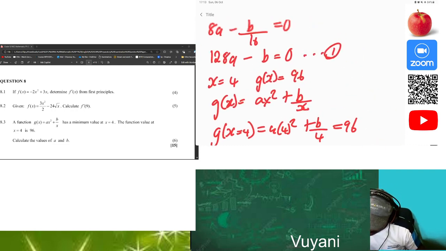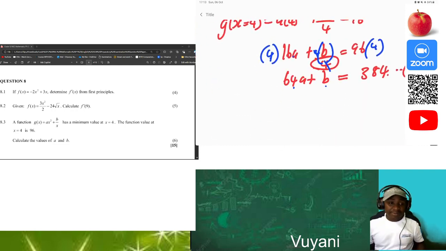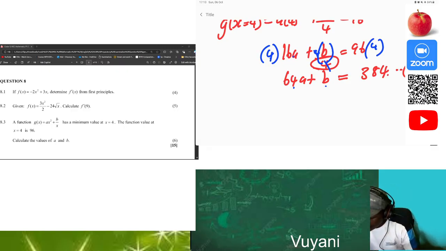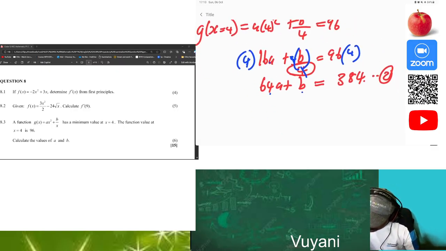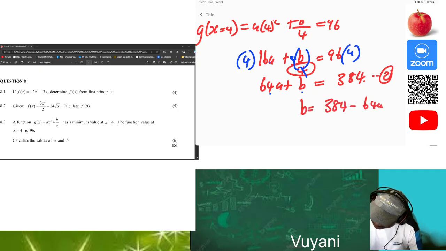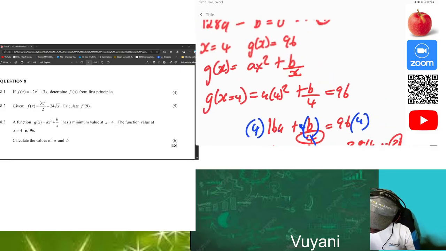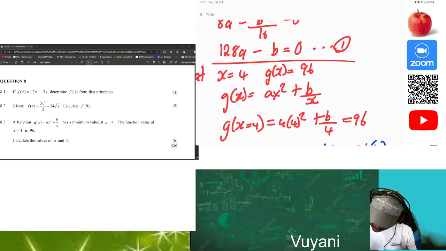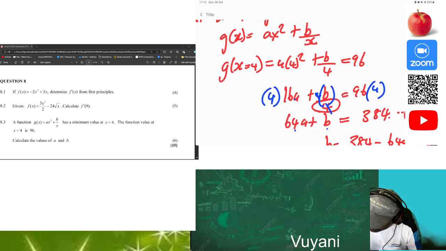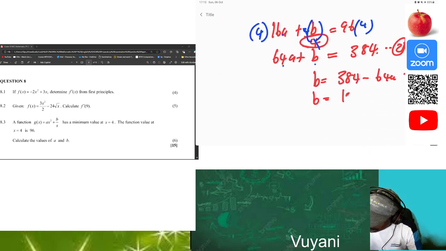So now we have equation 1 and equation 2. We can make B the subject of the formula in both instances, okay? So 64A minus 384 is equal to... nope, B is equal to 384 minus 64A. That can be equation 3. Then also B is equal to, from the first one there, 128A. So B is equal to 128A. This can be equation 4.